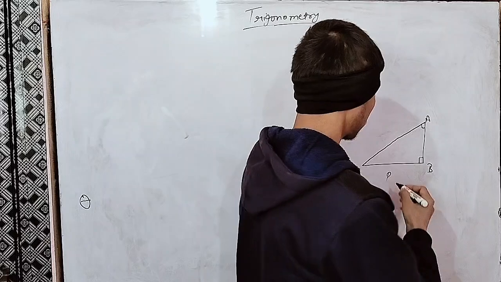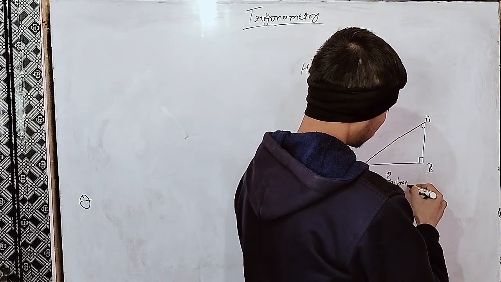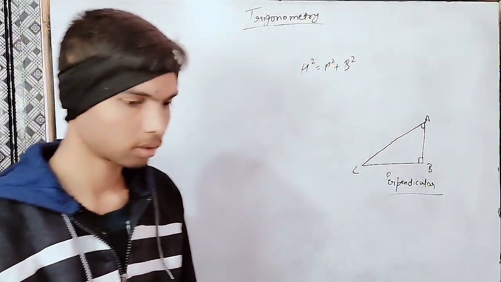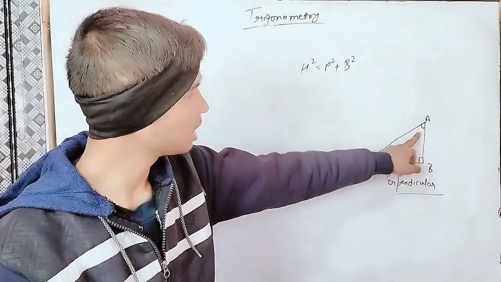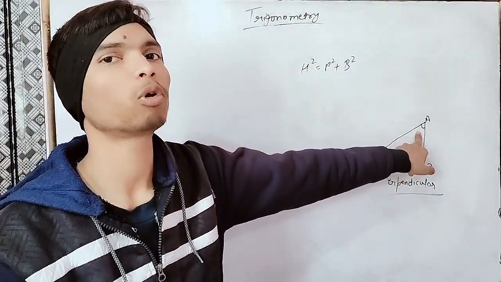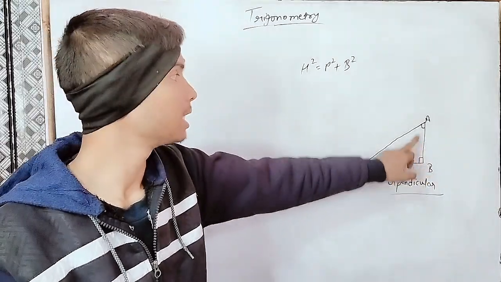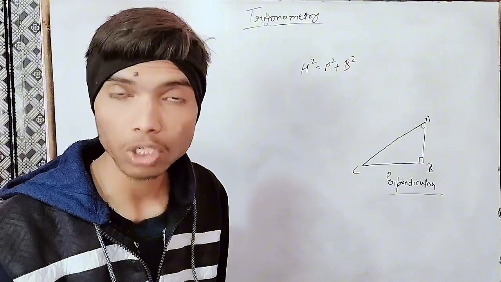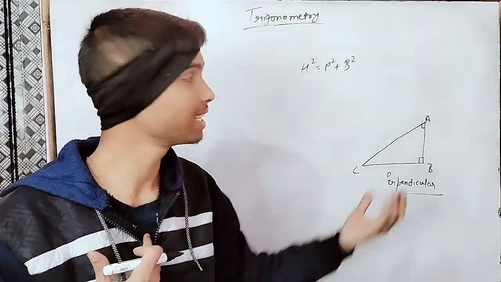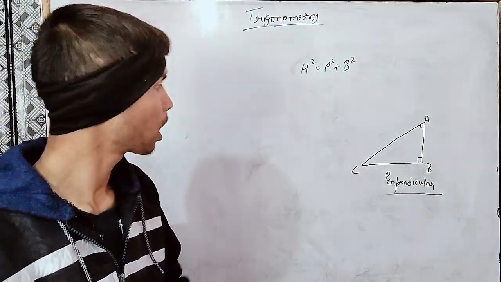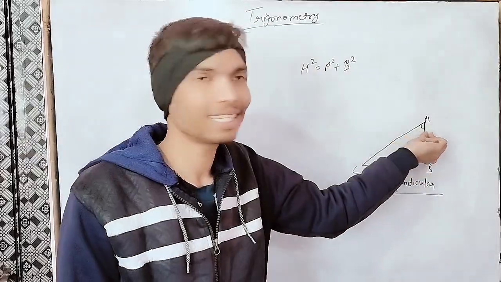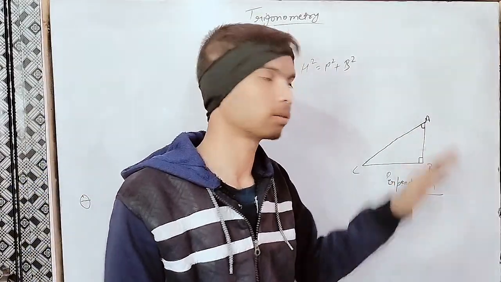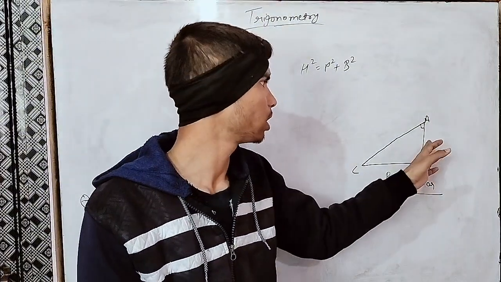So this side will be the perpendicular. This angle is deciding, not me, not you. This angle decides who will be your perpendicular. This theta decides. So the side opposite to this theta will be our perpendicular, and whatever we have left, this side.